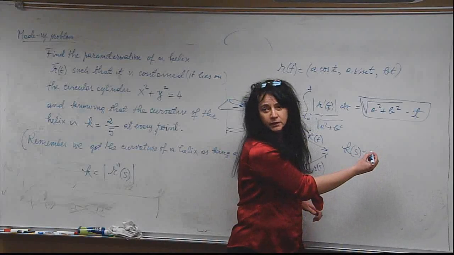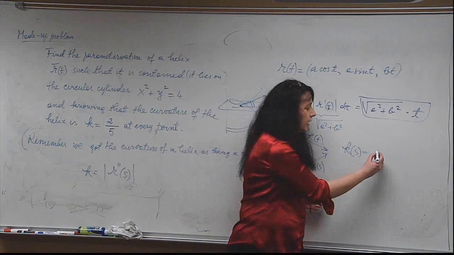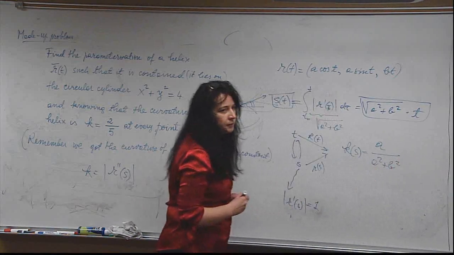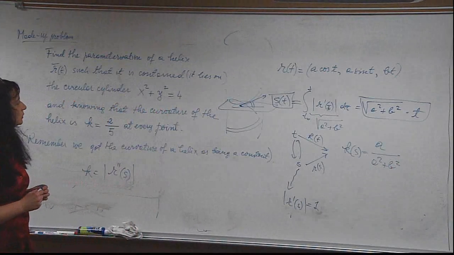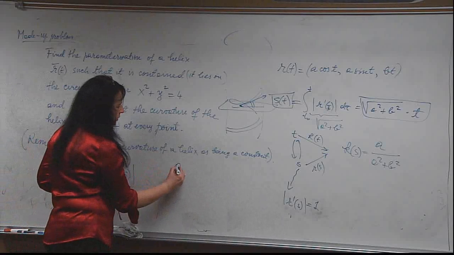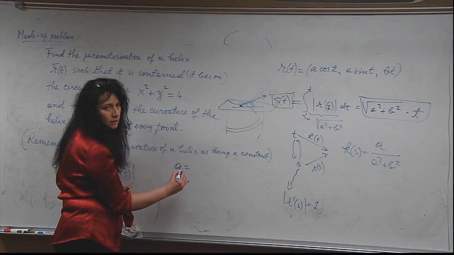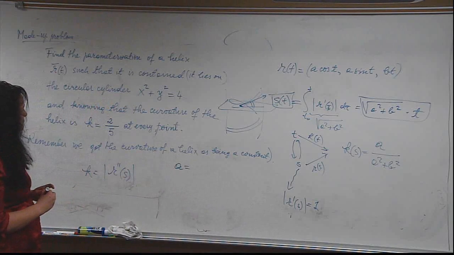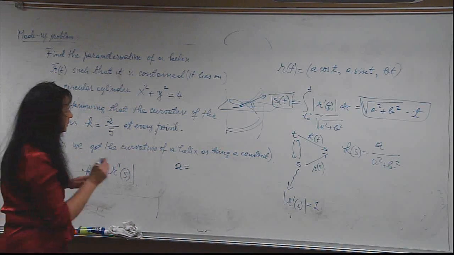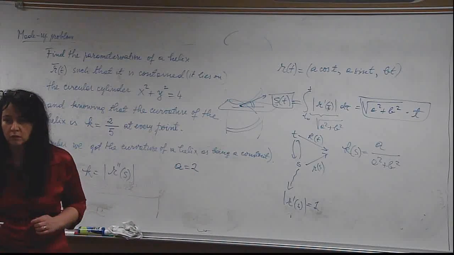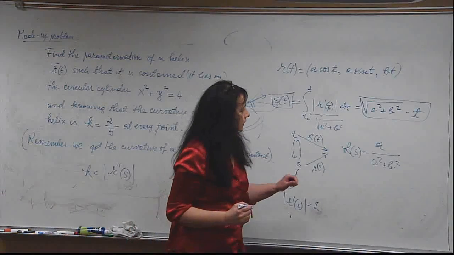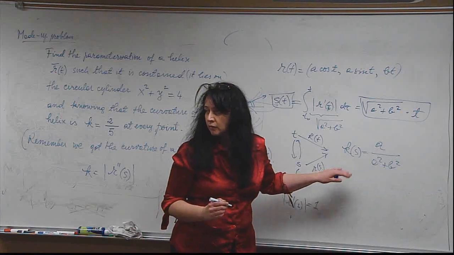Who reminds me what that was? That was in the notes, a over a squared plus b squared. So who can tell me a and b really quickly so we don't waste too much time? Mr. A is... So this is another way of saying k of s? Is this another way of defining k? Actually, that's the general curvature for a helix.